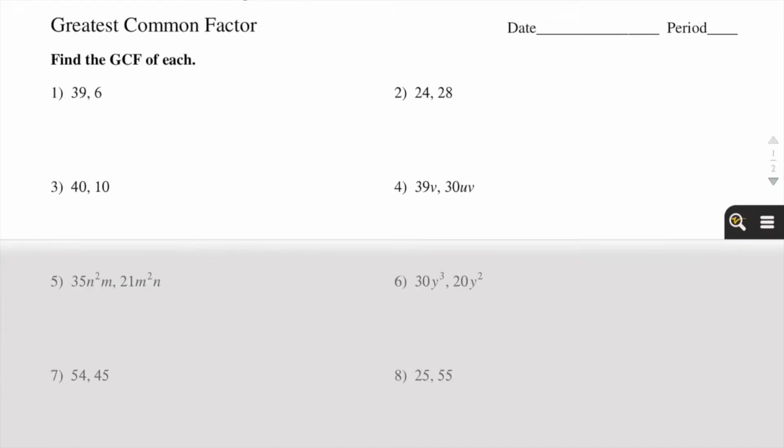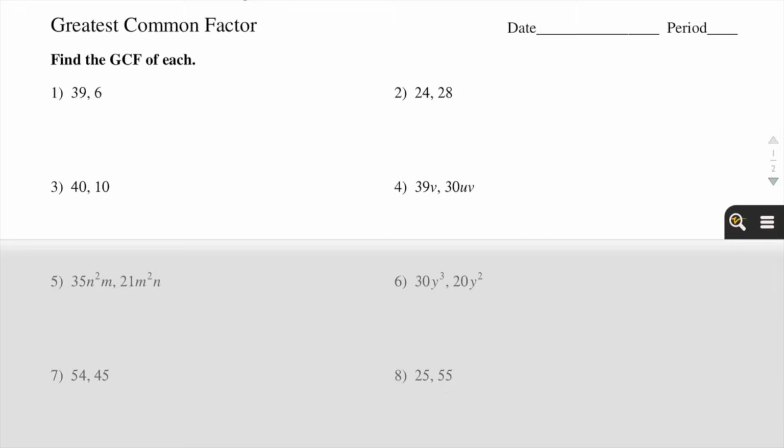This video is going to cover greatest common factors. The instructions ask us to find the GCF of each. What we're going to do is take each number, do the prime factorization tree, and find out what they are in their simplest forms, what it can't break down into any further, on both the 39 and the 6 for number 1. We're going to break them down, circle the numbers that they have in common, and then multiply those numbers together to find our greatest common factor.